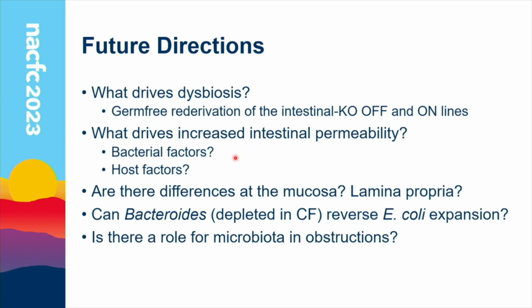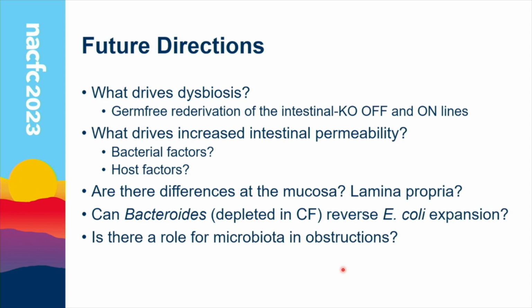And as far as permeability, we're also interested in determining what could be driving the increased permeability when E. coli is there. What about host factors? Is it the inflammatory response to this E. coli that's driving this increased leakiness? And then, everything we've looked at is in the contents or feces. So what about at the mucosa? What's happening there and in the lamina propria itself? And then another part is, can we add back Bacteroides, since we saw the Parabacteroides depleted in CF? Would that help reverse this E. coli expansion?